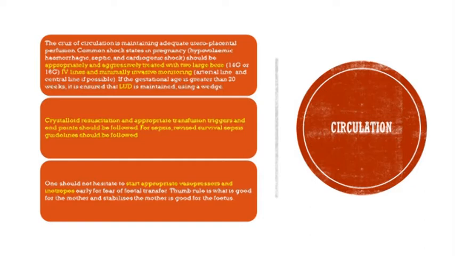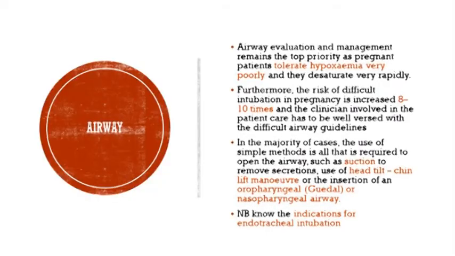So, the crux of circulation is to maintain adequate uteroplacental perfusion. Common shock states in pregnancy should be appropriately and aggressively treated with 2 large bore IV lines and minimally invasive monitoring, an arterial line and a central line if possible. If the gestational age is greater than 20 weeks, ensure that left uterine displacement is maintained using a wedge. Crystalloid resuscitation and appropriate transfusion triggers and endpoints should be followed. And for sepsis, the revised Surviving Sepsis guidelines should be followed. One should not hesitate to start appropriate vasopressors and inotropes early for fear of fetal harm. The thumb rule is that what is good for the mother and stabilizes the mother is always good for the fetus.